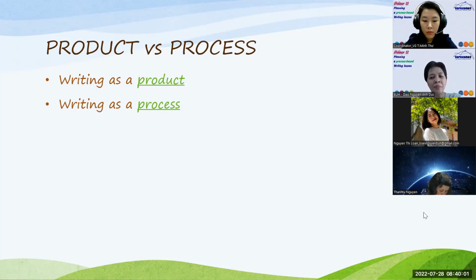But if we treat writing as a process, maybe we will start building the students from the smaller skills. For example, if writing is a process, I think we'll start from the sentence, and then to paragraphs, and then we will come up with the final essay or the final letter. So that's what I can think of right now.